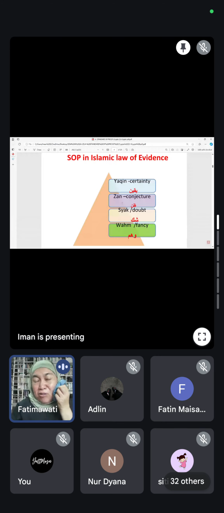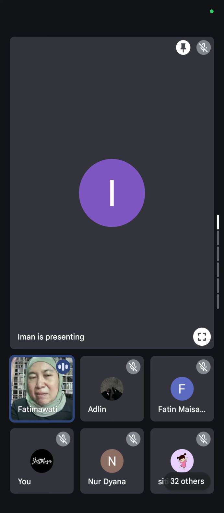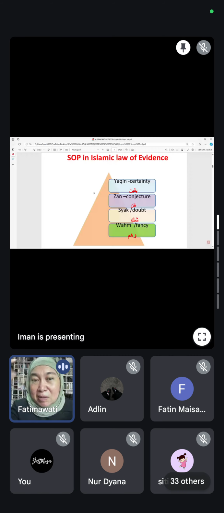Okay. So basically ada 4. Yang ni you kena faham tau dan kena ingat. Satu is yakin. Yakin ni tahap dia is yang 100%. There is no doubt. So ni level certainty. Okay. Kedua adalah zon. Zon bermakna conjecture. Okay. Ketiga adalah syak atau doubt. Keempat adalah waham ataupun fancy. So ada 4. Yakin, zon, syak, waham. So dekat syariah law, in the Islamic law of evidence, kita akan deal dengan 2 je actually. Yakin dengan zon sahaja. Syak dengan waham ni kita tak terima langsung. Okay, pasal dia consider very weak evidence. Okay, next.